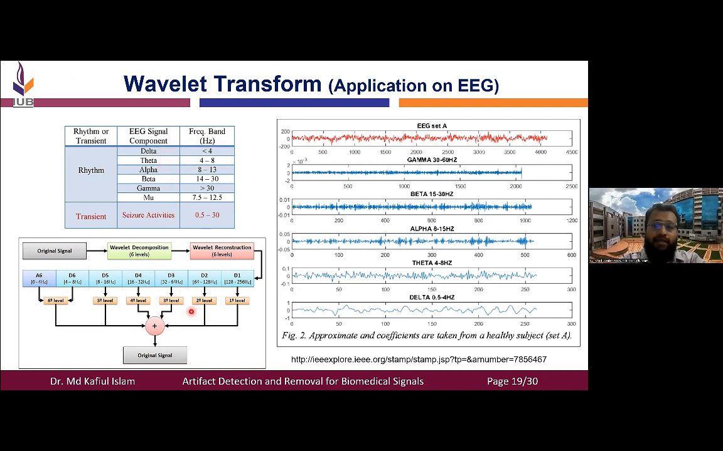Then you can find out if there is any artifact in these particular frequency bands, apply a thresholding technique to get rid of those, and finally reconstruct back the original signal, which is an artifact-free or artifact-reduced signal.